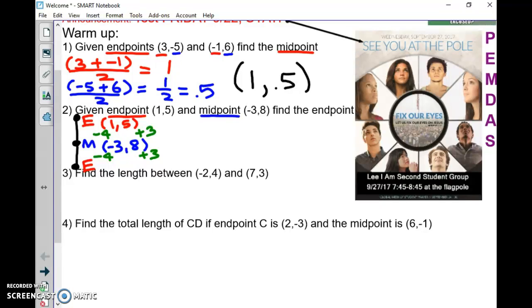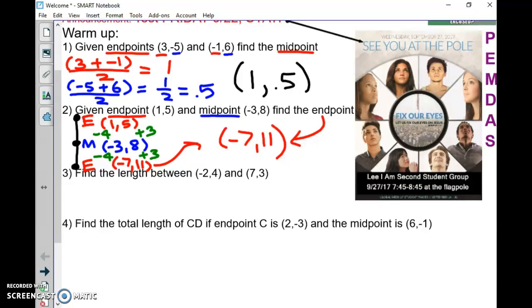-3 minus 4, -7. And then 8 plus 3, 11. That's kind of small, so I'll rewrite it over here. -7, 11 is my other endpoint. Okay?